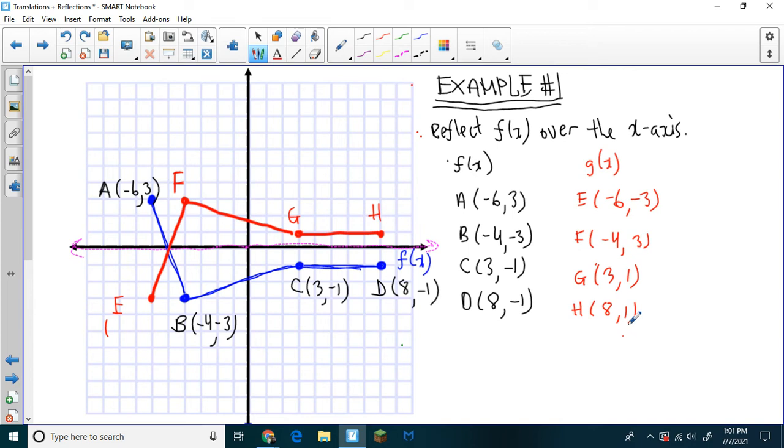Because again, when you think about moving on a grid, how do I move up and down? That's the y value of the coordinate. So if I'm going to reflect over the x-axis, then that means the y value has to be opposite. And when you look at this graph, hopefully you see that reflection. You can see that the red one and the blue one are reflected over the x-axis.